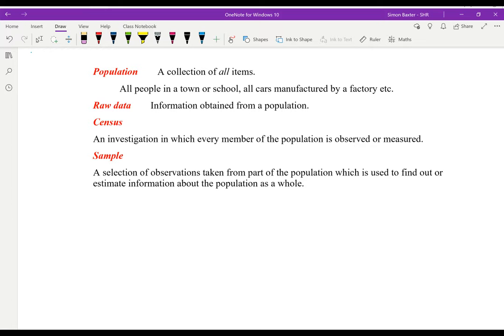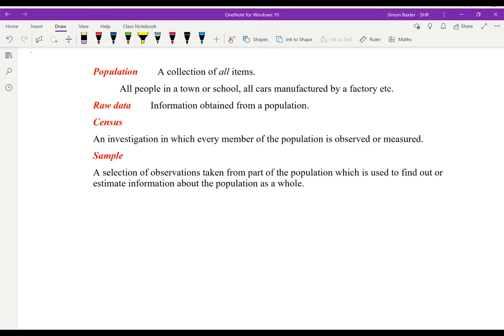A census on a large population gives an enormous amount of data and is then hard to process. In England, they have a census of the whole population every 10 years. It then takes them several years to process the information. Very expensive, very time-consuming.